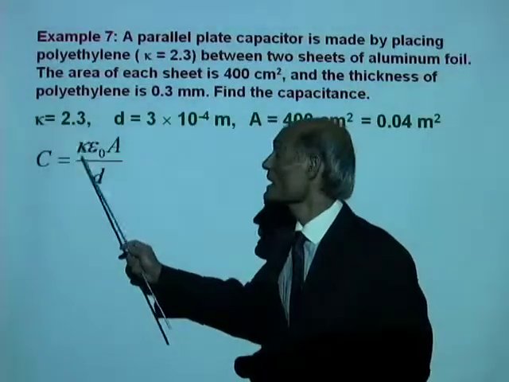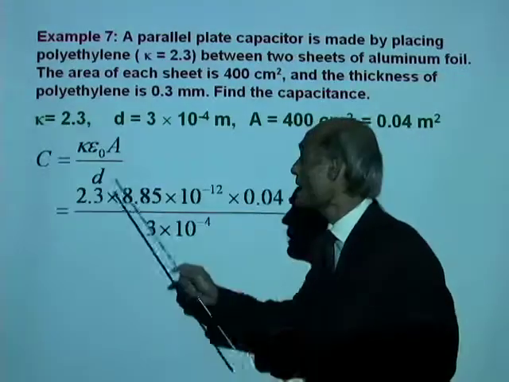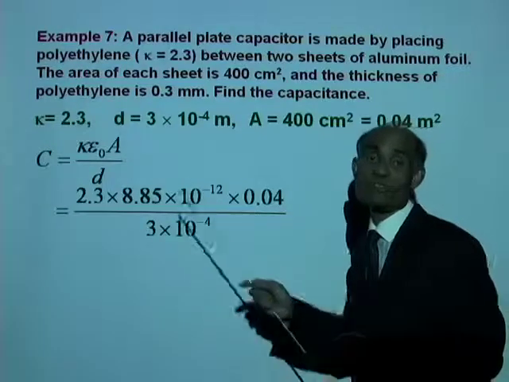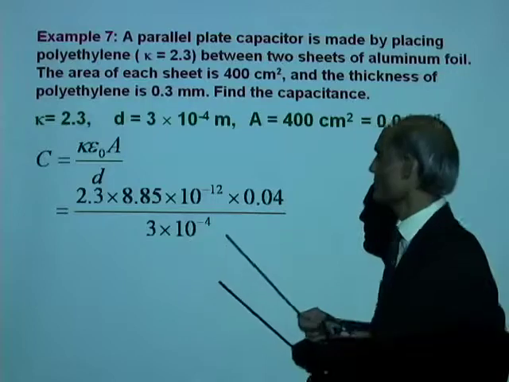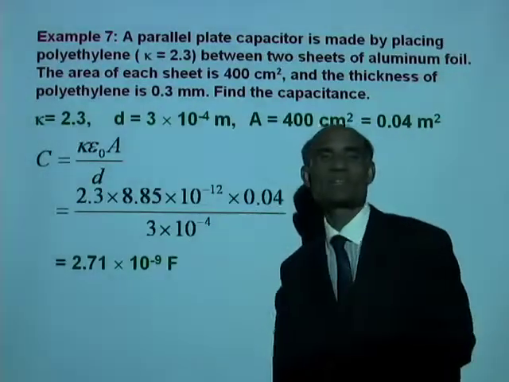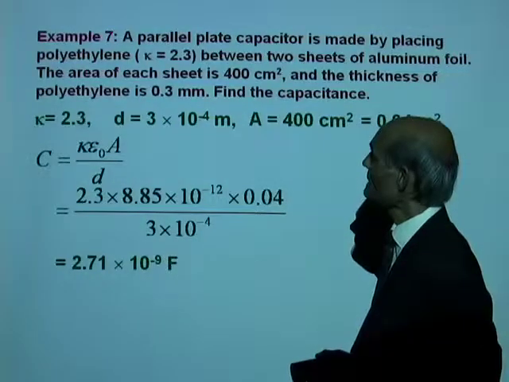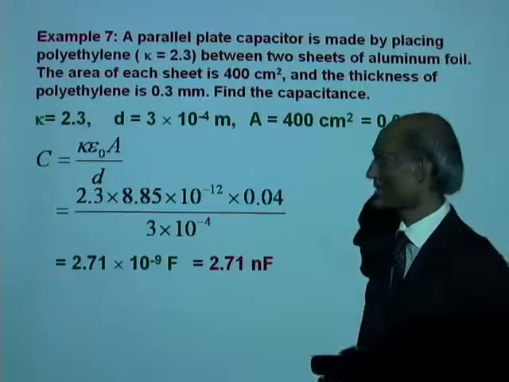Capacitance is kappa epsilon naught A over D. Use all the known values, and just don't leave it for me to calculate. I want you to do that on your own. And that will be 2.71 times 10 to the negative 9 farad. Alright? And that will be 2.71 nanofarad.